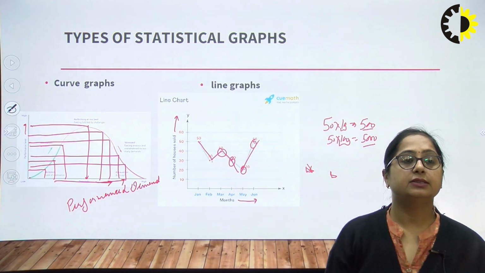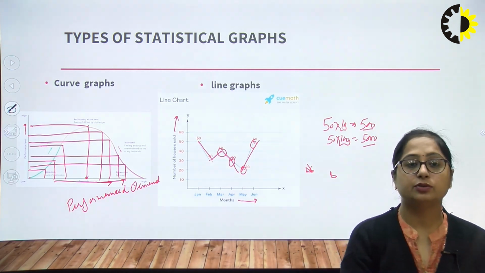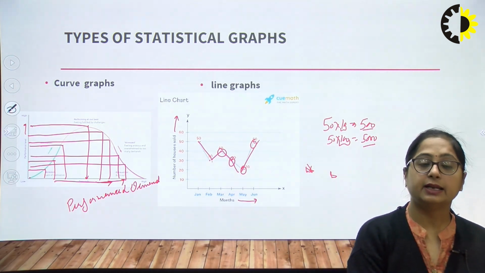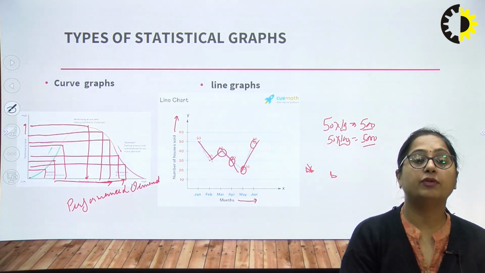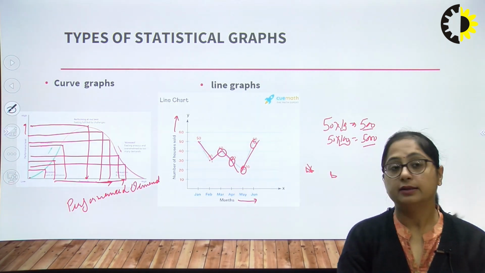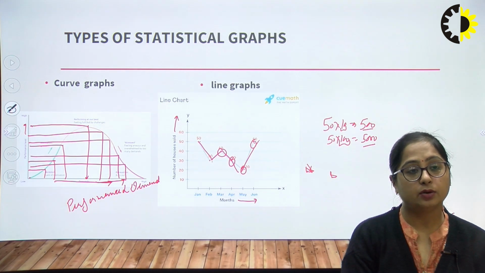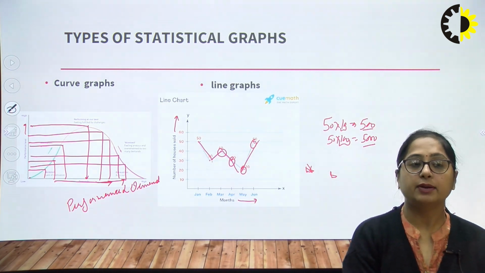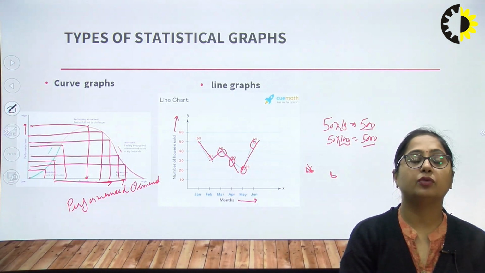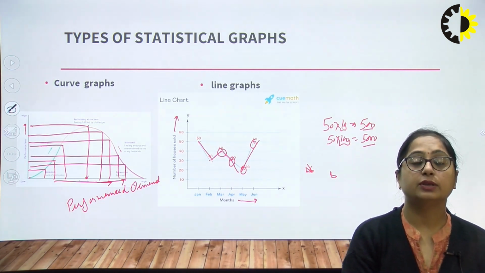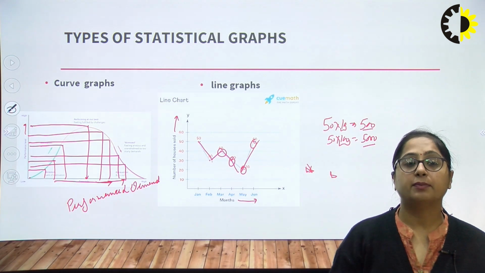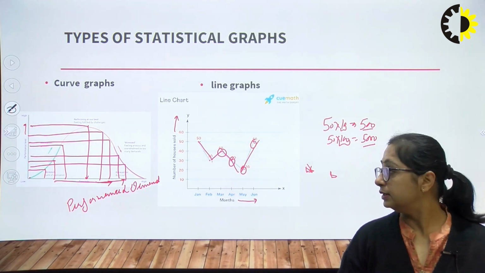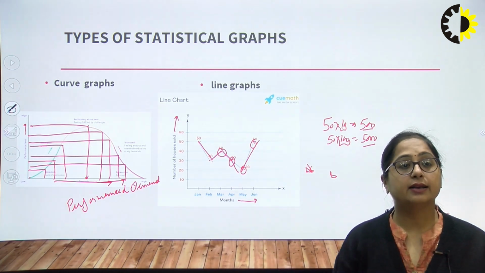So this is the line graph. Based on it, the company will decide how we perform over the whole year or whole month. Based on that analysis, the company will decide what we have to do next so that we increase our performance. So these are basically the curve graph and the line graph.